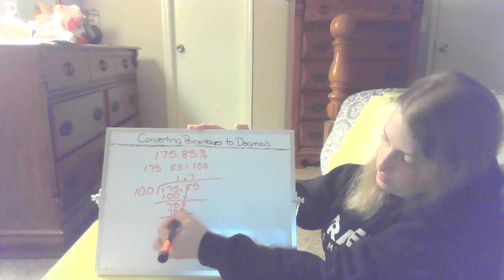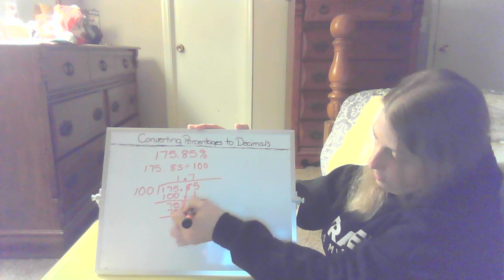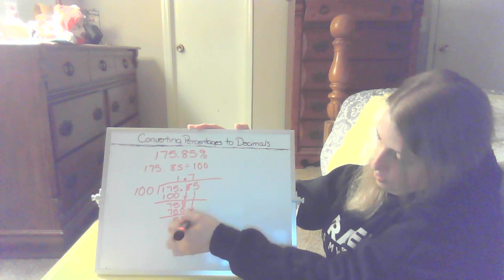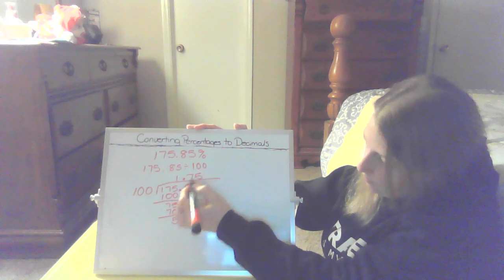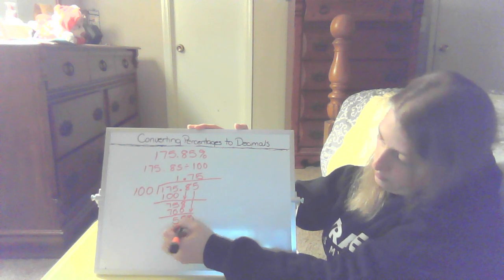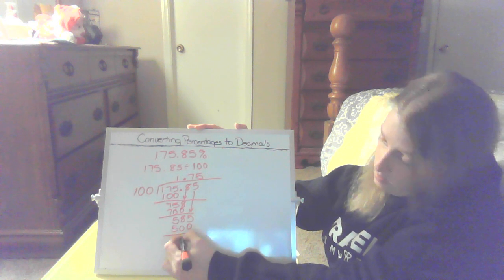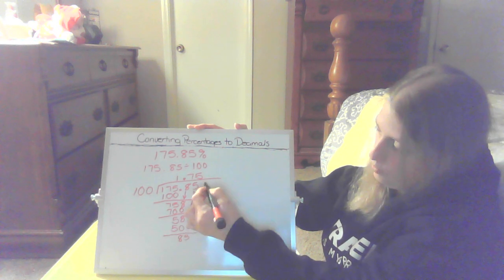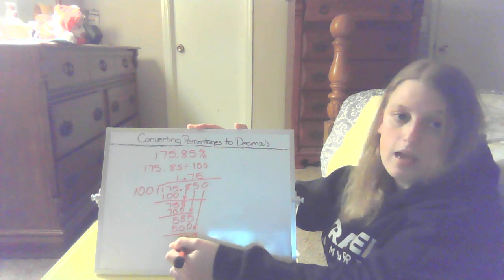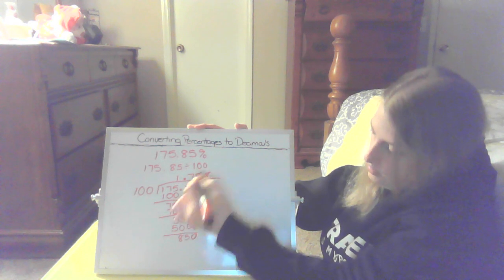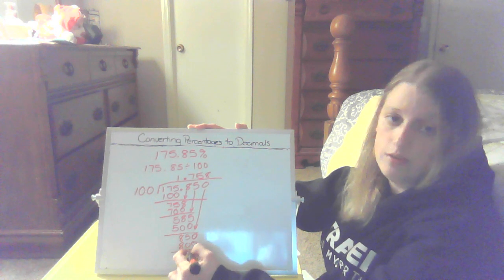So 758 minus 700 is 58. And we have a 5. We're going to bring down our 5. And we know that 100 can go into 585 5 times. So we'll put our 5 there. That gives us 500. Okay? Now 585 minus 500 gives us 85. And we have a 0 we get to add, so we're going to bring it all the way down. And we know that 100 can go into 850 8 times. So that gives us 800. 850 minus 800 gives us 50.